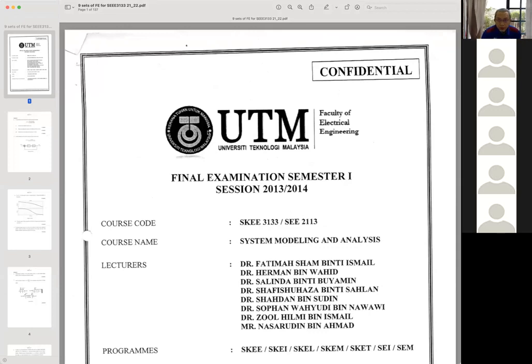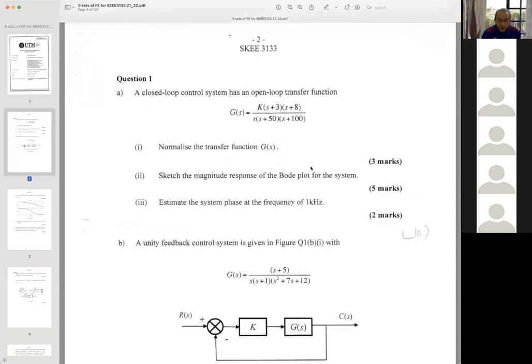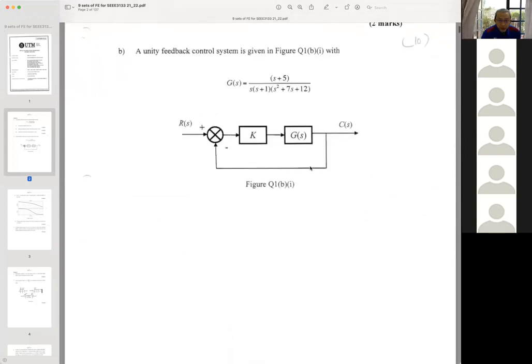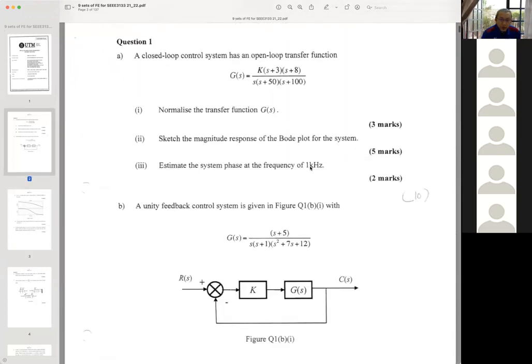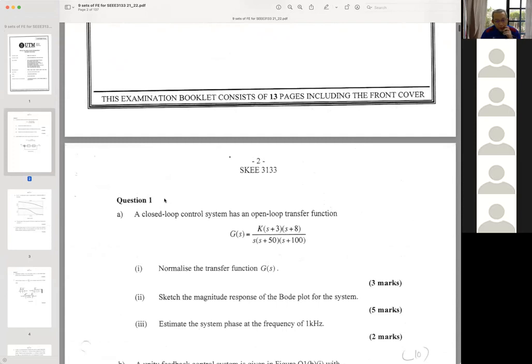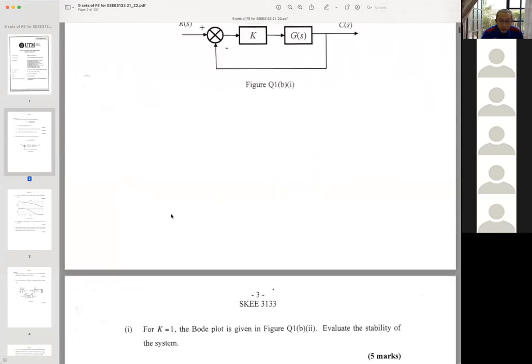Bismillahirrahmanirrahim. Assalamualaikum and good afternoon. So we are still in past year exam question review 2013/2014. We have not discussed question 1. Question 1 no need to answer. Please note question 1 is out of syllabus. That one will be asked in the control system design. So question 1 no need to answer because it's out of syllabus.